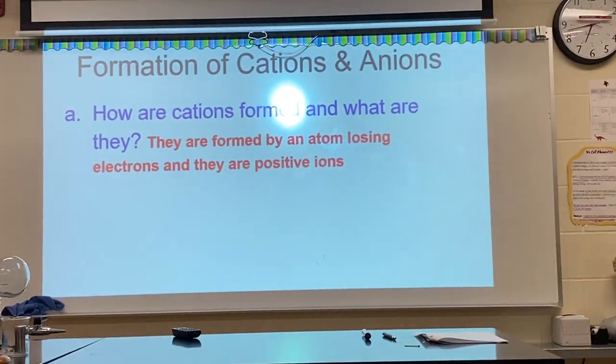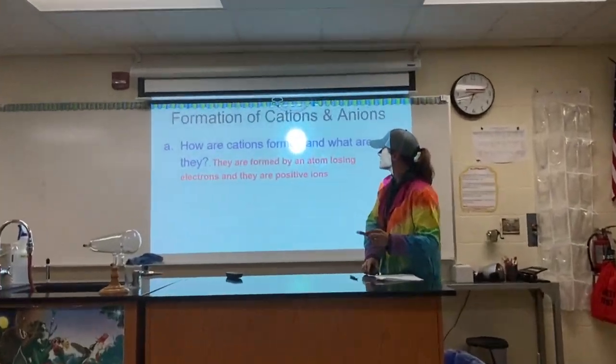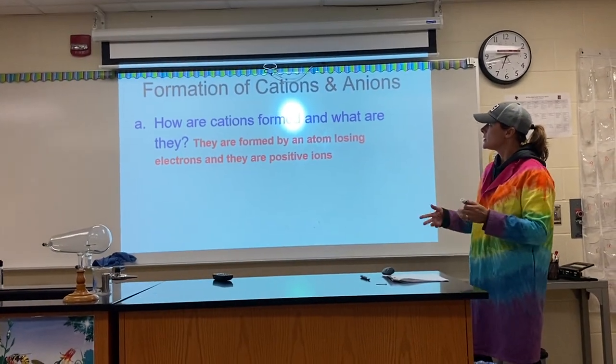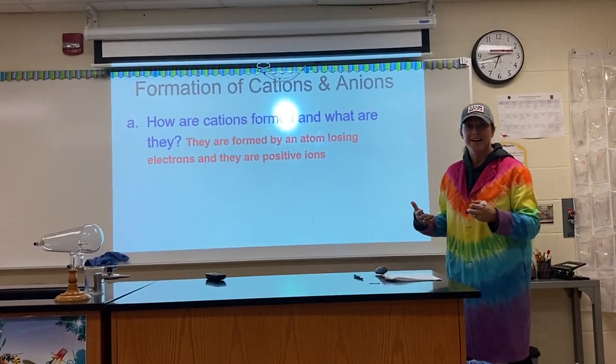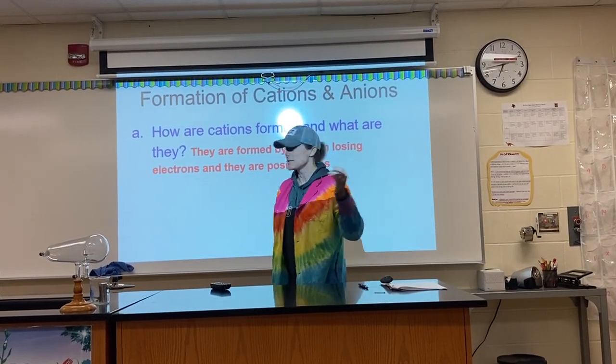So what is a cation? Here's the definition and what they are. So how are they formed? They're formed by an atom losing electrons. What are they? They're a positive ion. So I'm going to draw an example. We'll pick something kind of simple. I'll go back to the lithium.